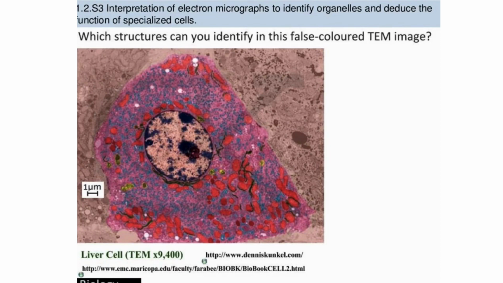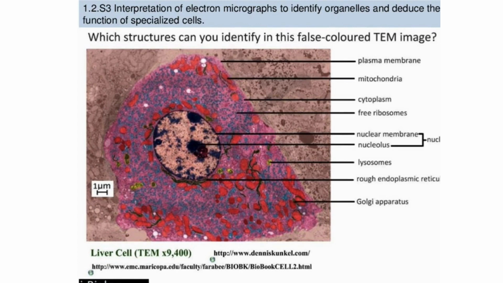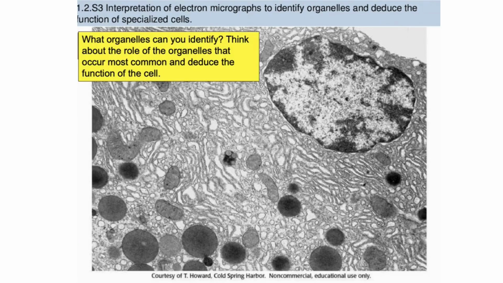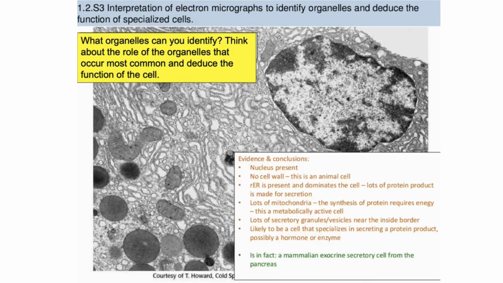So it's a liver cell, so let's find out what we can see. So here we can see the plasma membrane, a mitochondria, the cytoplasm, free ribosomes. There are a lot of free ribosomes in the liver cell. The nuclear membrane, nucleolus, lysosomes, which are yellow, rough endoplasmic reticulum, and Golgi apparatus here. What organelles can you identify here? Think about the role of the organelles that occur most commonly and deduce the function of the cells.